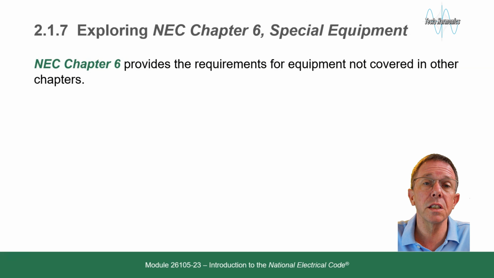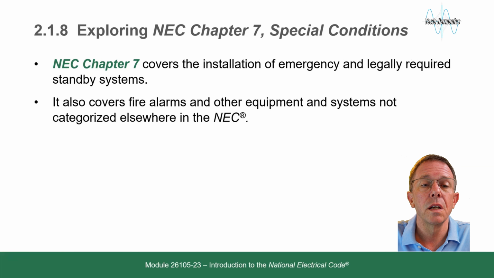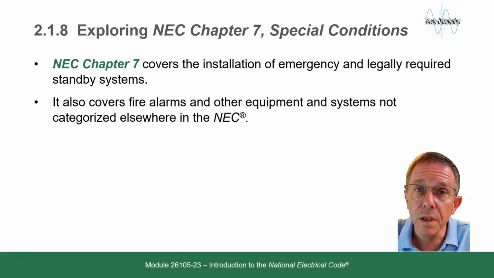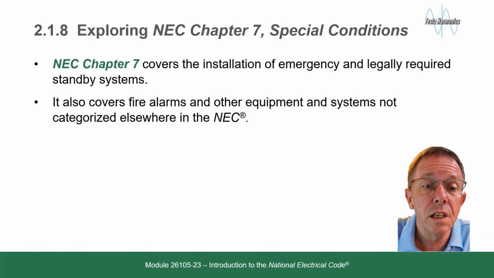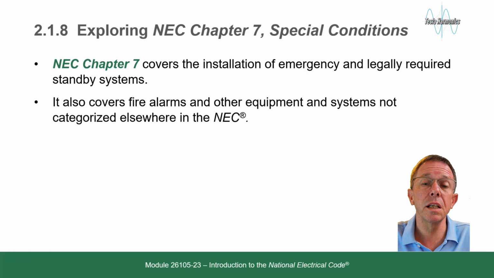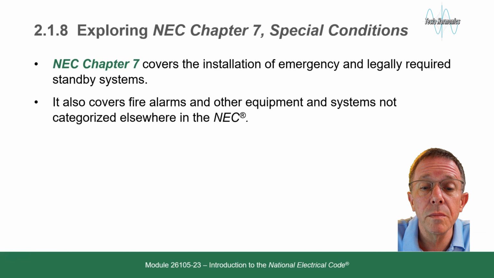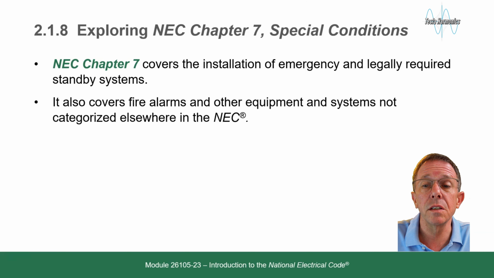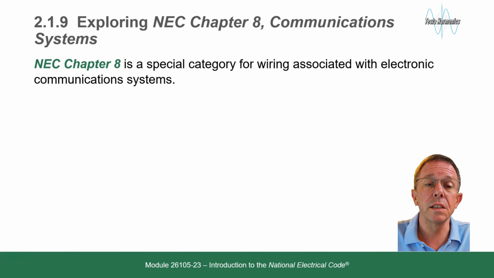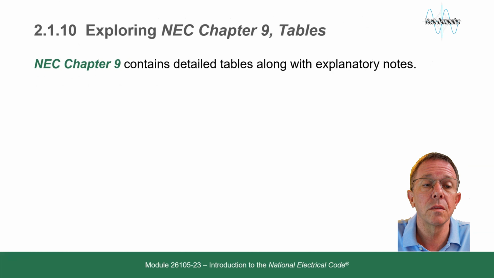Exploring NEC Chapter 6, Special Equipment. NEC Chapter 6 provides the requirements for equipment not covered in other chapters. Exploring NEC Chapter 7, Special Conditions. NEC Chapter 7 covers the installation of emergency and legally required standby systems. It also covers fire alarms and other equipment and systems not categorized by the NEC. Exploring NEC Chapter 8, Communication Systems. NEC Chapter 8 is a special category for wiring associated with electronic communication systems.